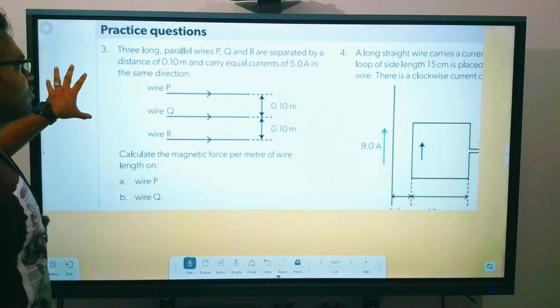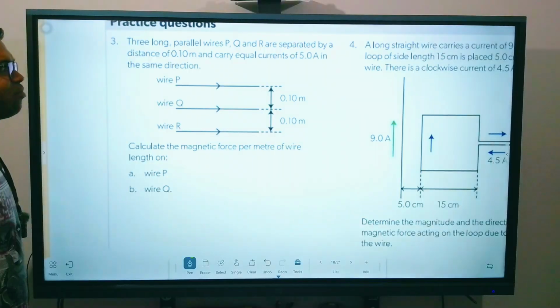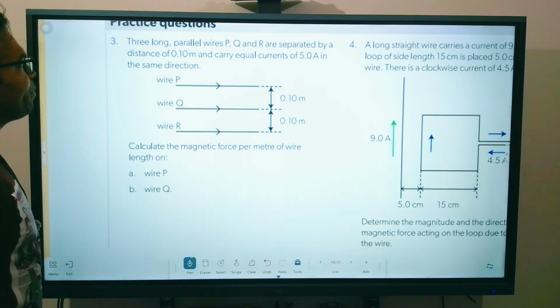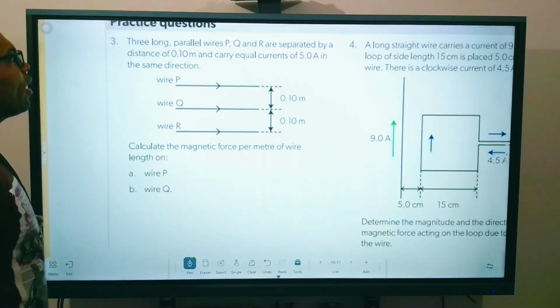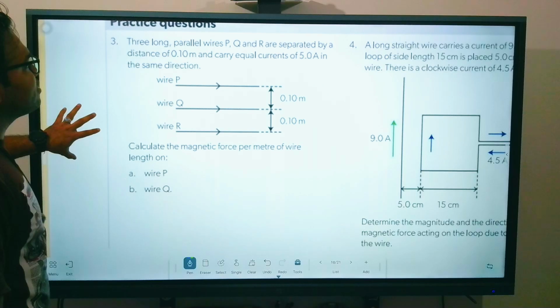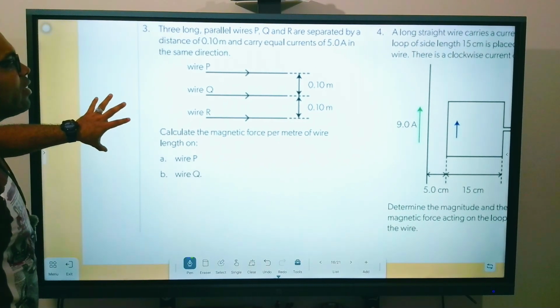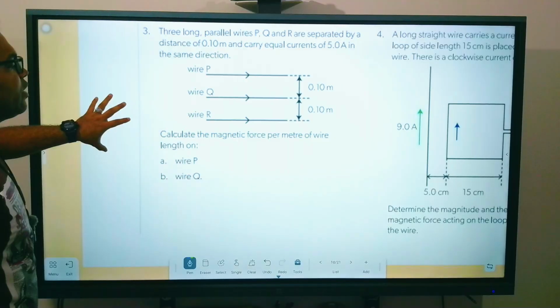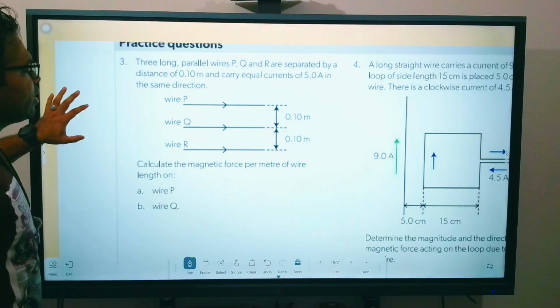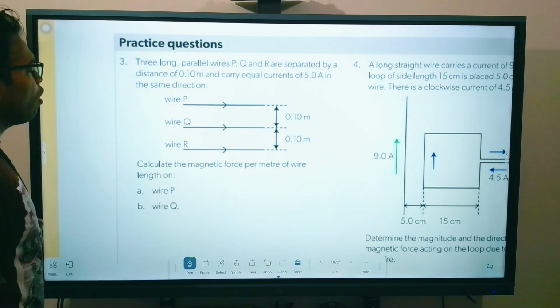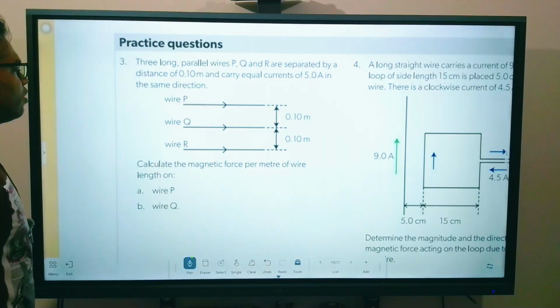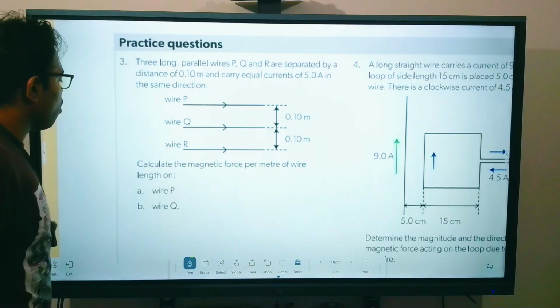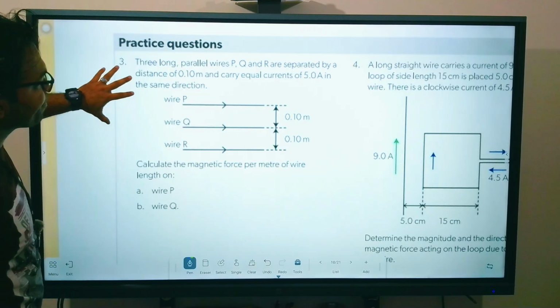Now, some practical questions. Three long parallel wires P, Q, and R are separated by a distance of 0.1 meter, and carry equal currents of 5 amps in the same direction. Calculate the magnetic force per meter of wire length on wire P.